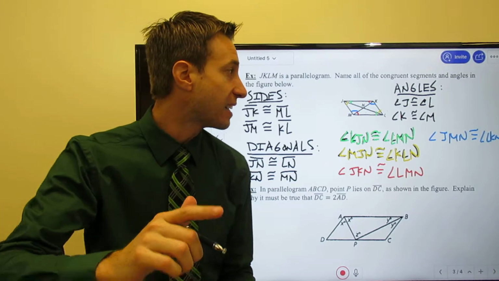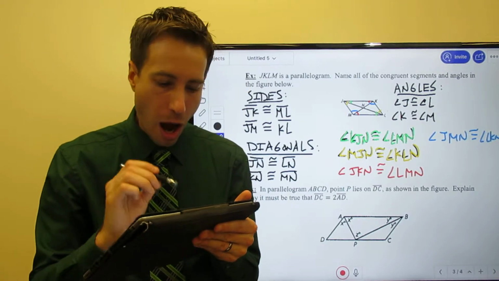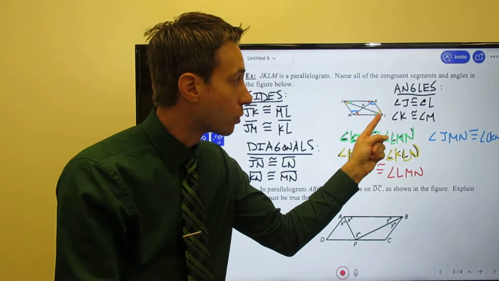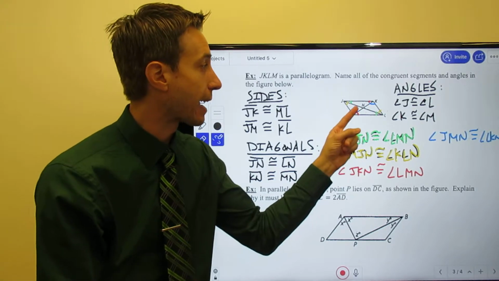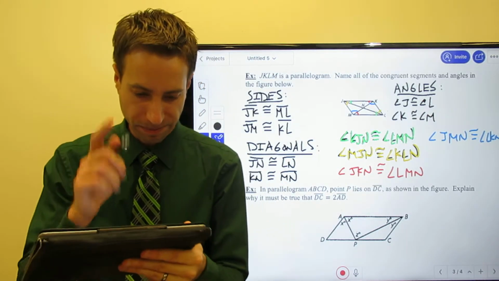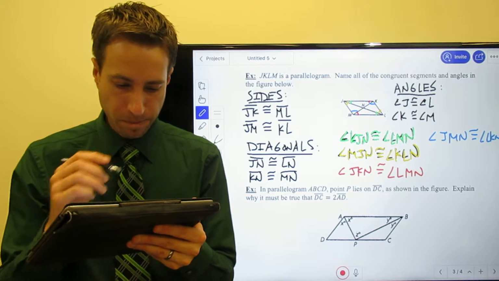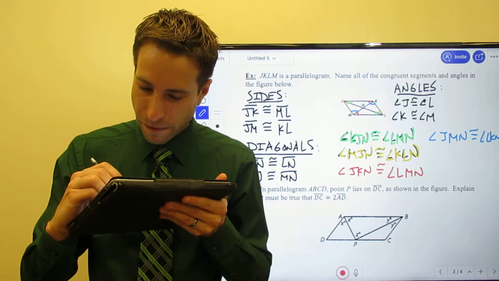And then finally, last ones, we talked about vertical angles, right? The diagonals create two pairs of vertical angles right in the middle of the parallelogram. So let's write both of those. These are going to be my vertical angles.